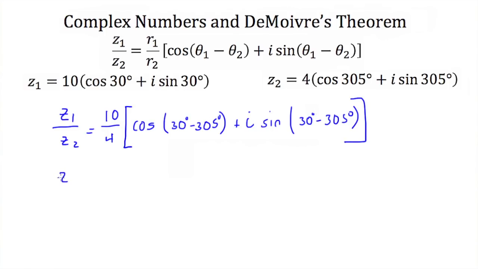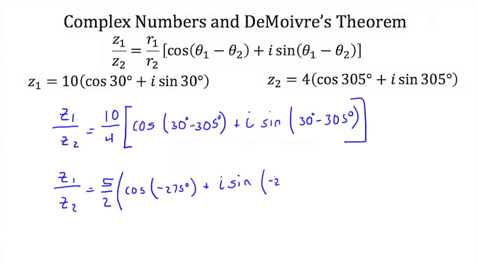So z1 divided by z2, 10 over 4, you can think of that as 5 over 2. And that's multiplied by the cosine of, now 30 minus 305 is a negative 275 degrees, plus I times the sine of negative 275 degrees.